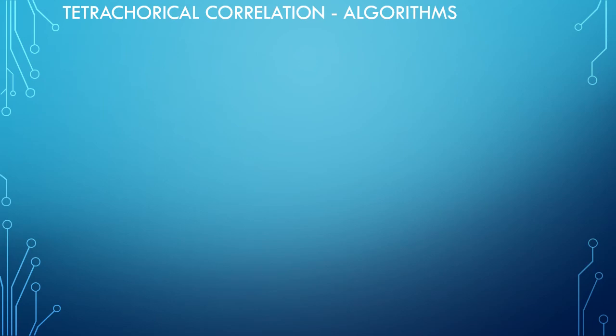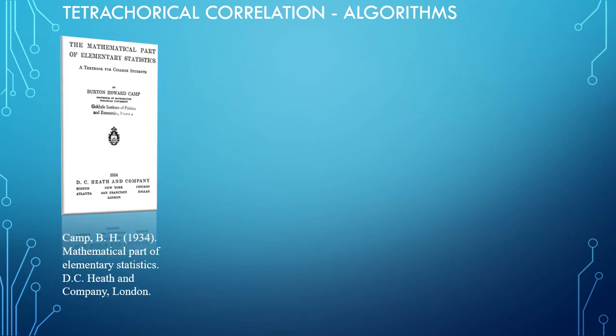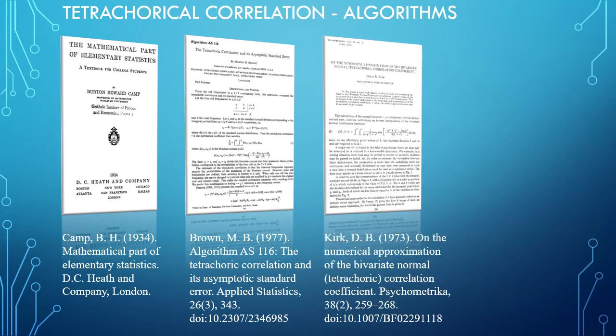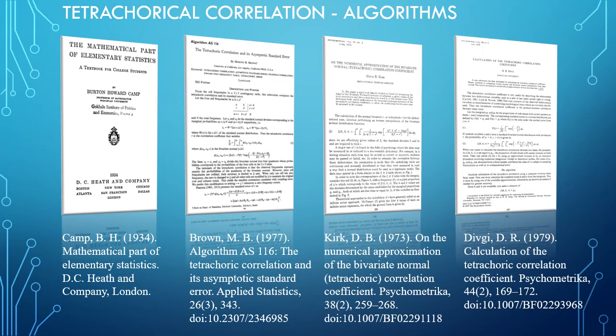Besides formula approximations, there are also some computer algorithms, or algorithms in general, that some people made. I found one by Kemp, for example, in 1934. There's one by Brown that's quite often used. There is Kirk and there is Digby, who all came up with algorithms, or sometimes some Fortran code, to actually calculate the tetrachoric correlation.